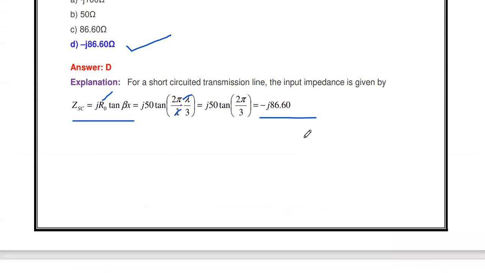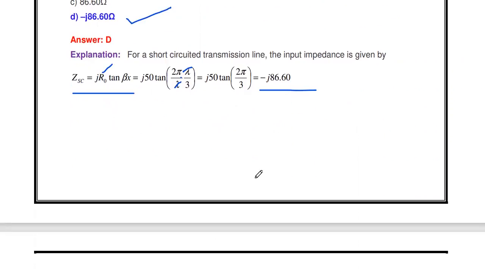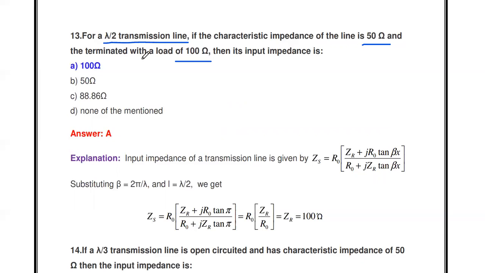Okay, so in the previous question the length is given and the characteristic impedance is given, so we took that formula. Similarly here, for the λ by 2 transmission line, the characteristic impedance is given and the load impedance is given. So we may use this formula also. Okay, we may use any one formula. So here this is not a short circuited line, so we have to take the general input impedance of the dissipationless line.